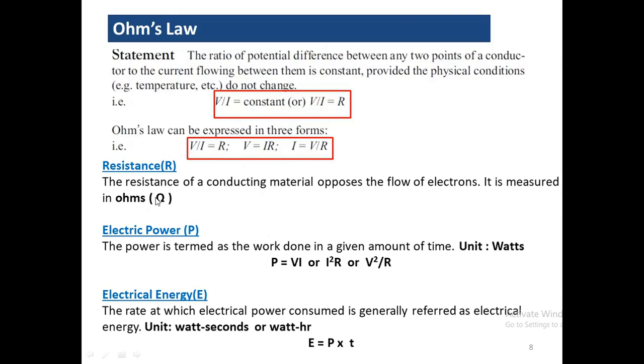So what do you mean by resistance here? Resistance of a conducting material is going to oppose the flow of electrons. It is measured in ohms.